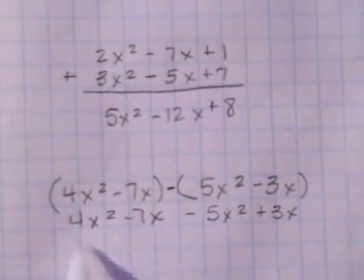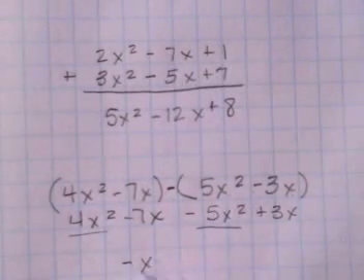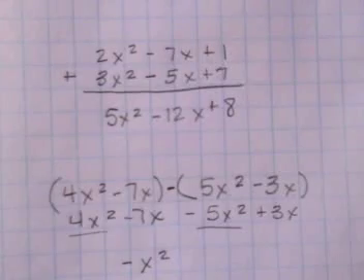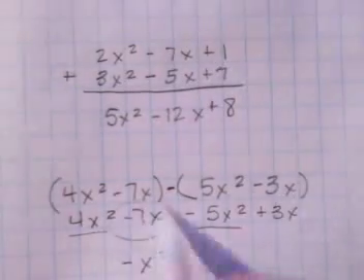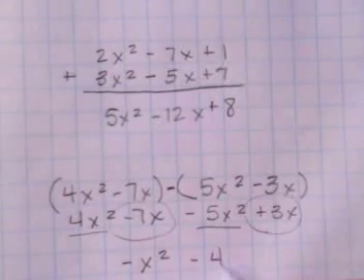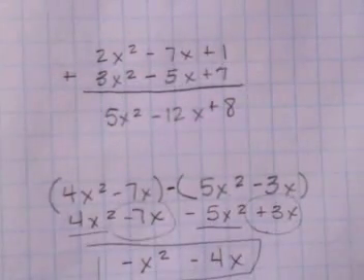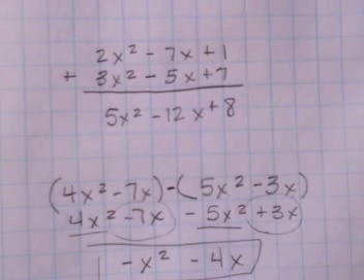And now let's collect our like terms. 4x squared minus 5x squared is -1x squared. And I have -7x plus 3x, which gives me -4x. And I'm done. This is the answer to example 2.